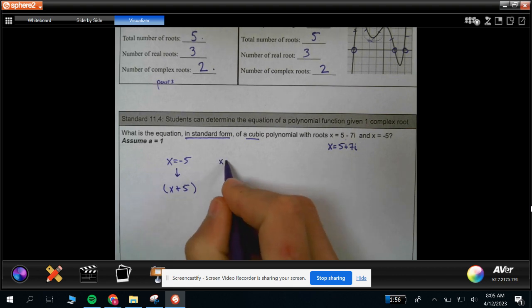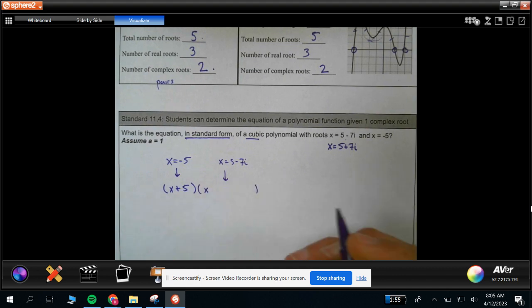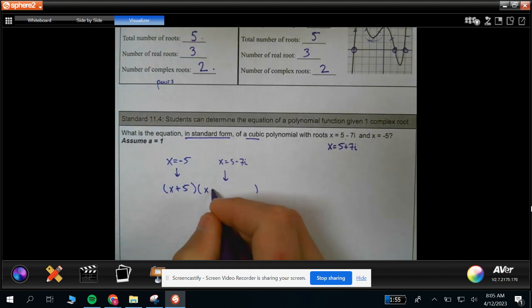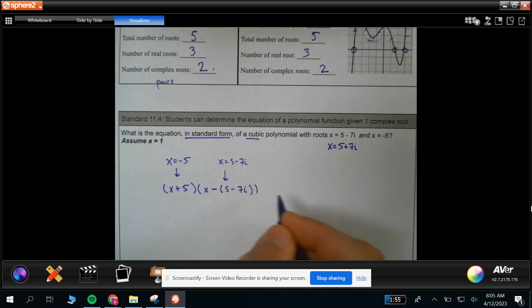So my second root, 5 minus 7i, how would I write that in factored form? Well, that would be like x minus (5 minus 7i), because if I took this and subtracted it away, I would have the opposite. Okay, I'm just subtracting it away.